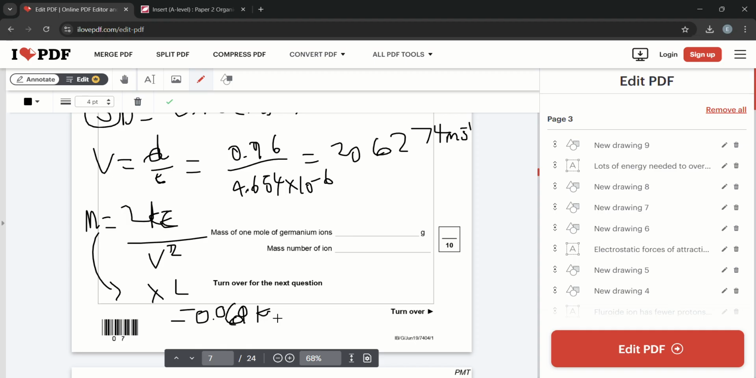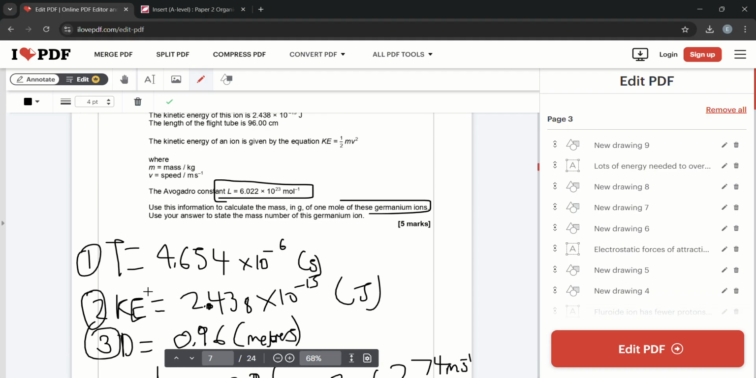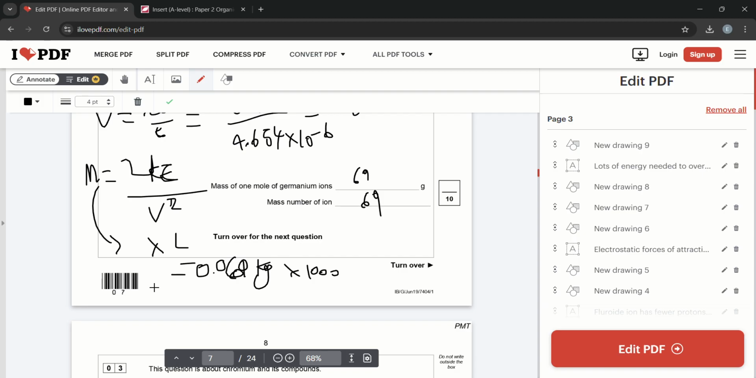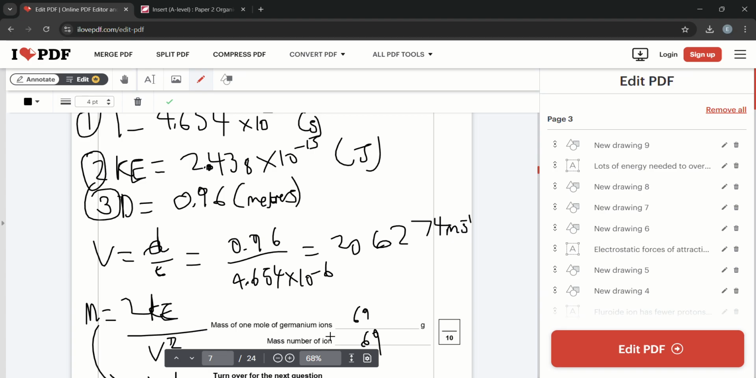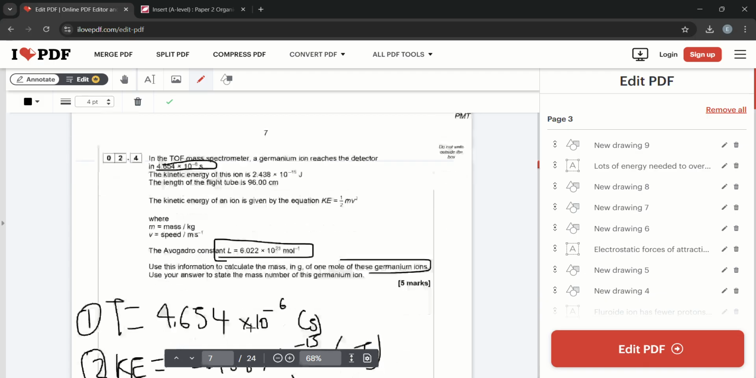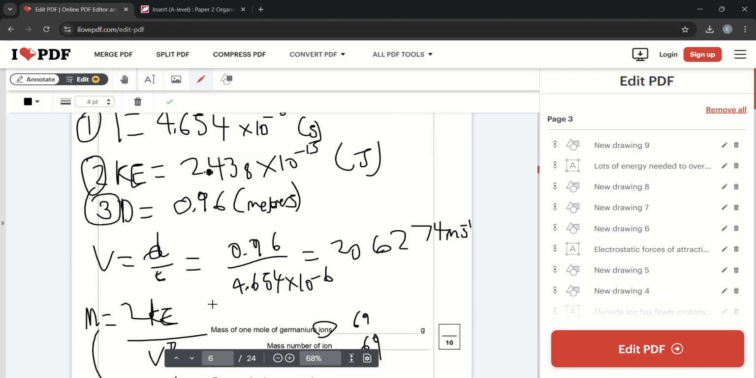And this is in kg. And then it'll give me 69 grams. And so the mass number is 69. The difficult part is understanding that the mass we calculated is in kg, so we need to times by 1000 again, and we also need to times by Avogadro's constant to get the mass of 1 mole of ions. And apart from that, it's pretty calm. And that's the end of question 2.